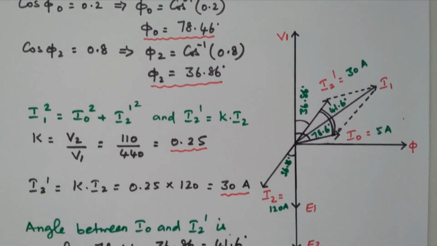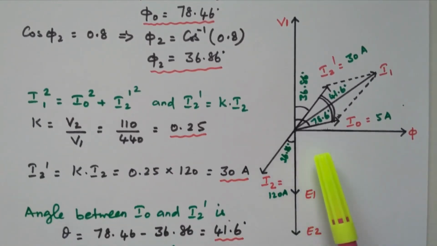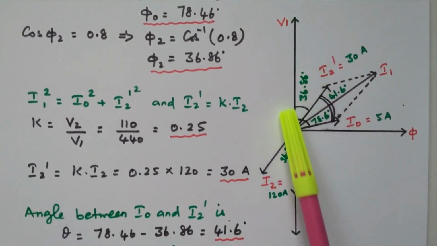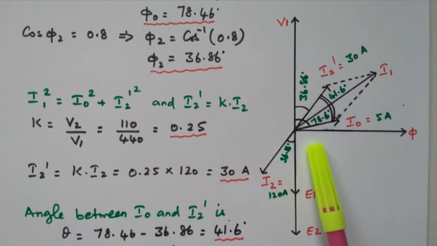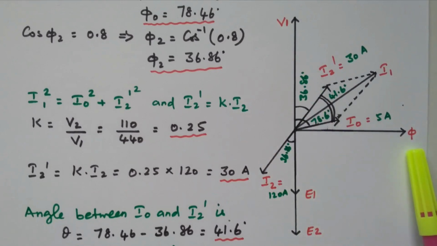So based on this value we can draw the vector diagram. V1 is taken as the reference, the voltage in the primary winding. The flux phi is 90 degree out of phase with V1 because I mu, the magnetizing current, is responsible for producing this phi.